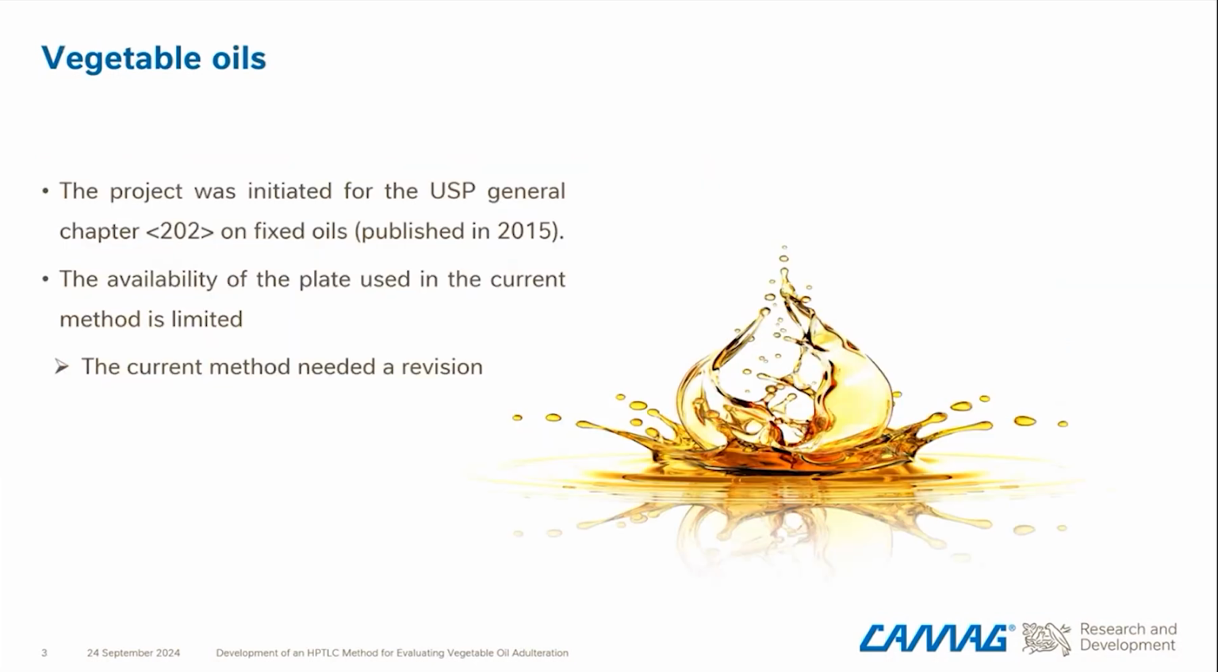The Vegetable Oils Project was initiated by the USP, the United States Pharmacopoeia, with their General Chapter 202 on fixed oil. The method was published in 2015, and since then it was working quite properly, apart from the fact that the production of the plate was different and the availability of the plate was really limited. So we had to revise the method to make it more reproducible.